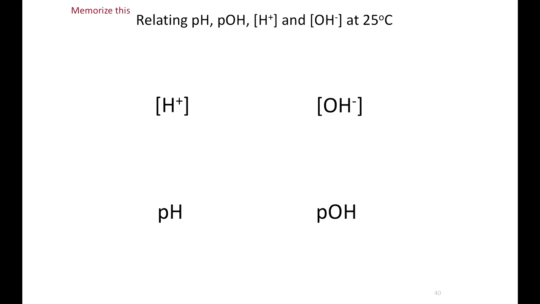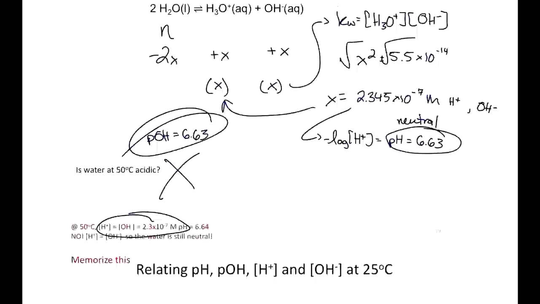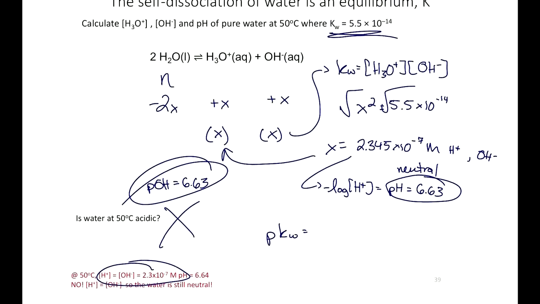99% of the time in this class, we're going to work at 25 degrees Celsius. So the idea that pH plus pOH equals 14 is only true at 25 degrees Celsius. Because if you look back at this example, add up pH and pOH. Do those add up to 14? They don't. They add up to another number. They actually add up to pKW. If you take the negative log of this number, that's the value it adds up to.